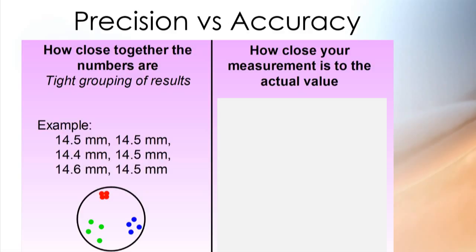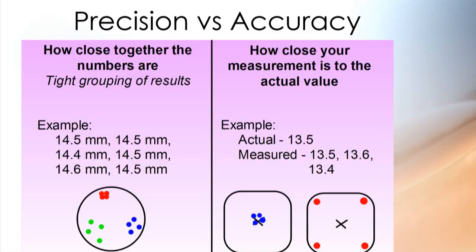Looking at the blue dots, they're not as close as the red dots, but they're still relatively close, making them still precise. Then you've got the green dots, which are even further apart, so they're starting to become imprecise or not precise. But they're still pretty much in the same quadrant, so depending on your tool, some might consider them still precise. Accuracy is how close your measurement is to the actual value.